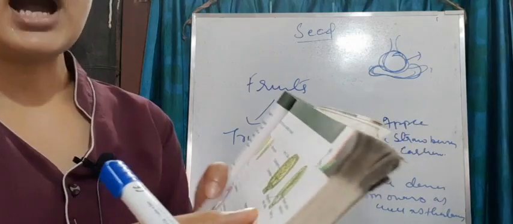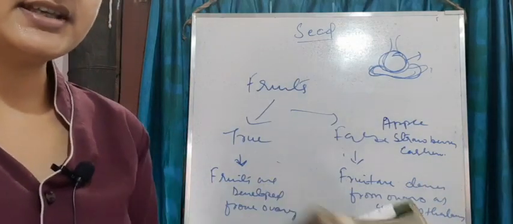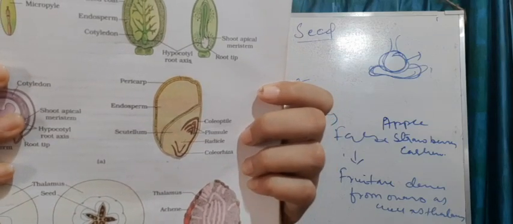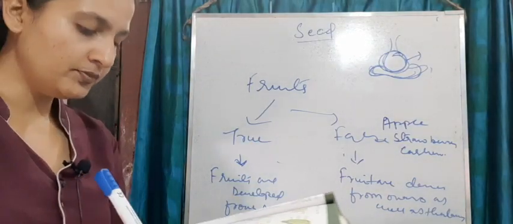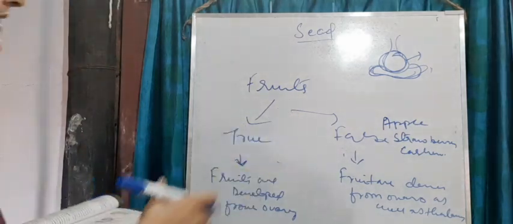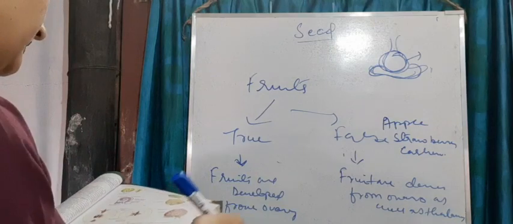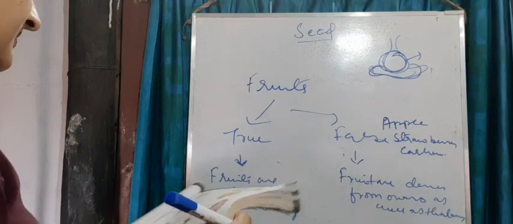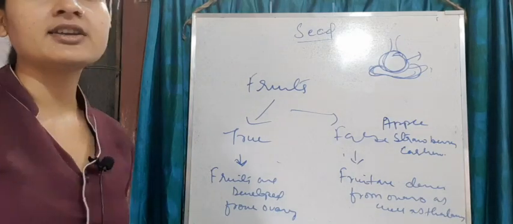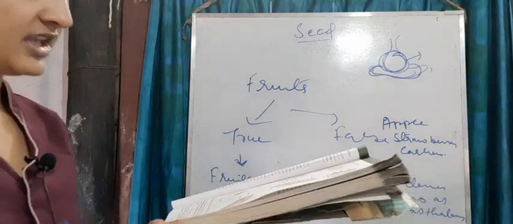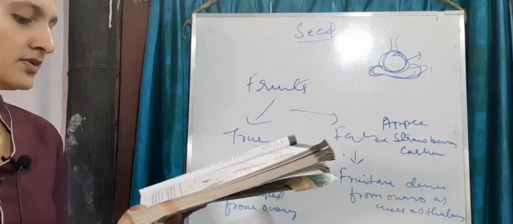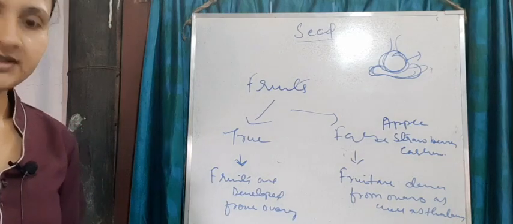The outer layer is called your pericarp. Inside this, endosperm is present, correct? So I hope that this is clear to you. Sometimes what happens, in some species fruits develop without fertilization as well. So they are called your parthenocarpic fruits. Banana is one such example. It can be induced by hormone as well.